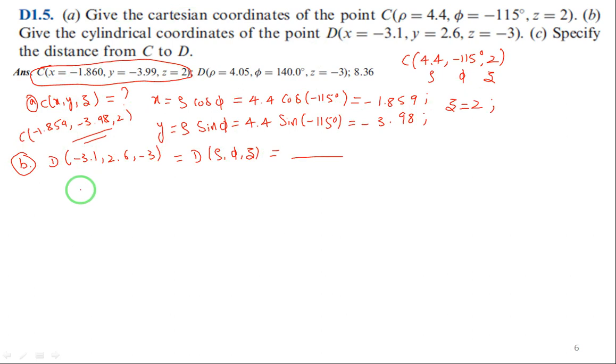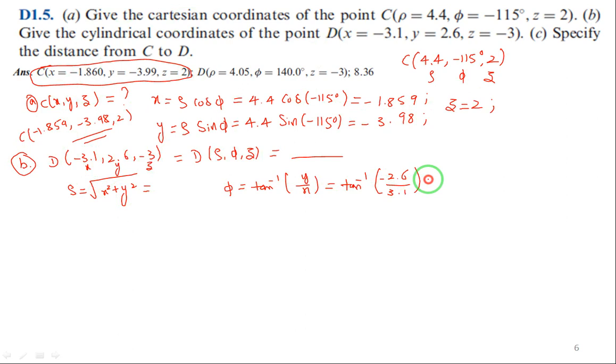We know the formula once again. Rho is equal to under root of x square plus y square. So this is x, this is y, and this is z. You calculate rho. Similarly, you calculate phi. Phi is equal to tan inverse of y by x. Y is 2.6 and x is minus 3.1. And z, no need to calculate. Z is minus 3 in both the cases.